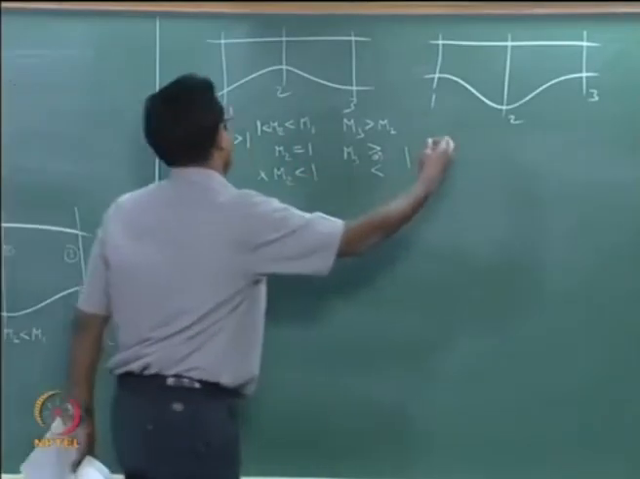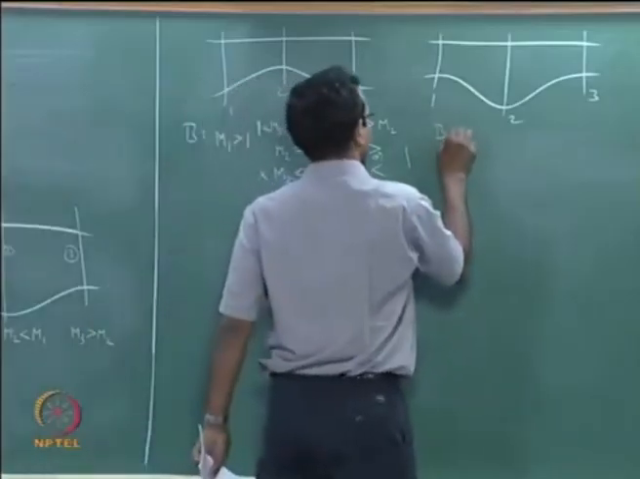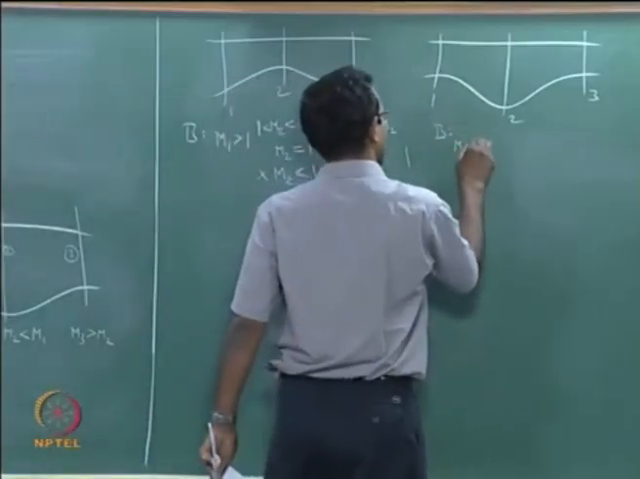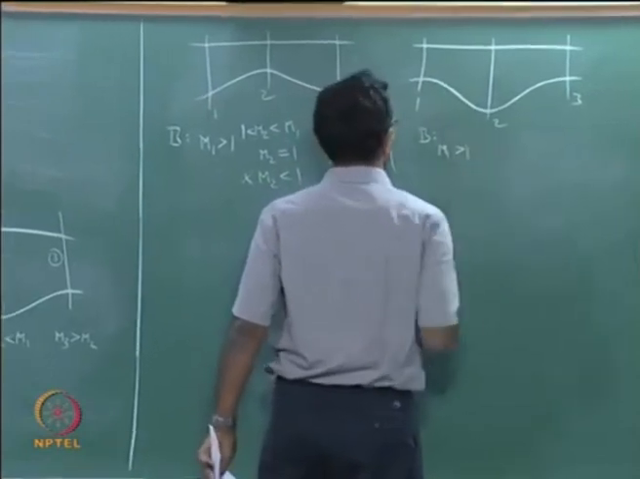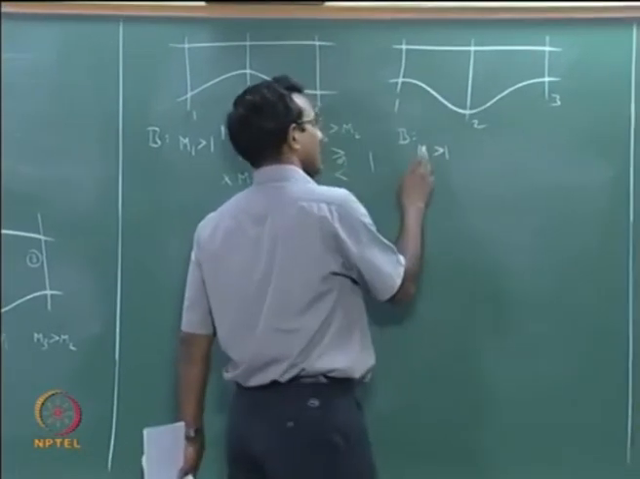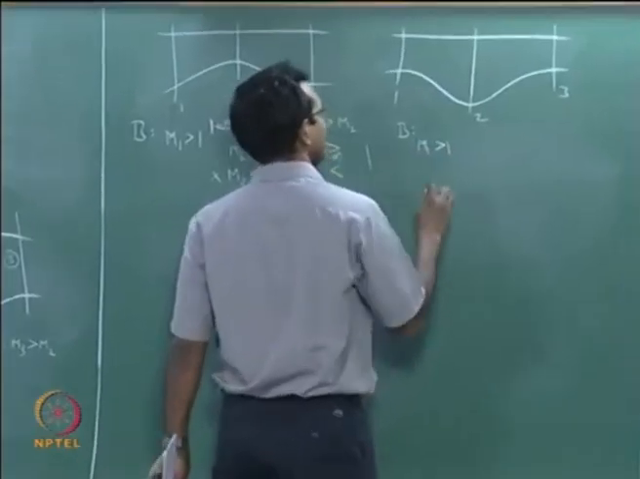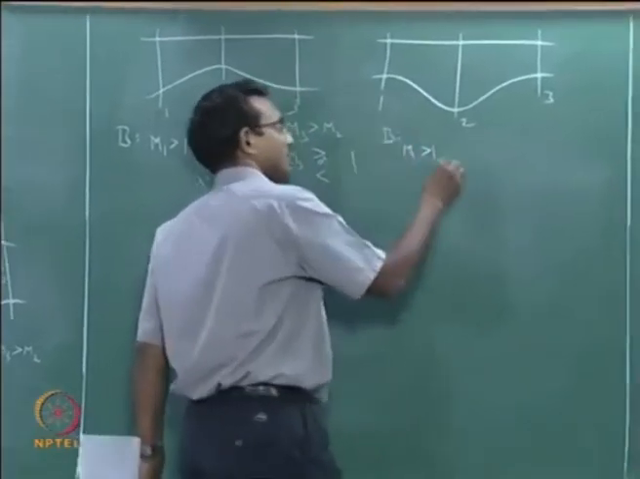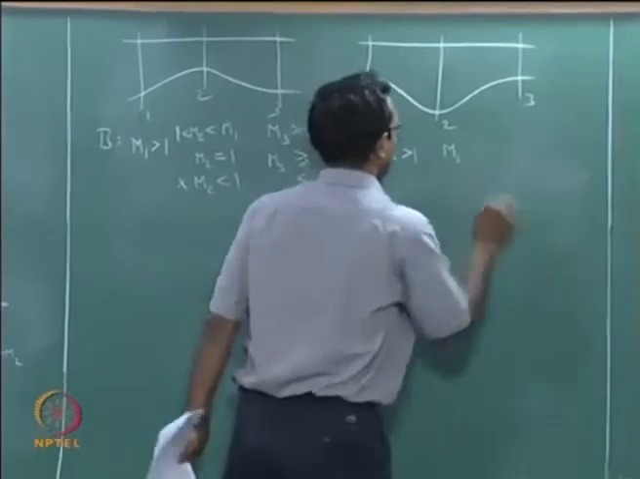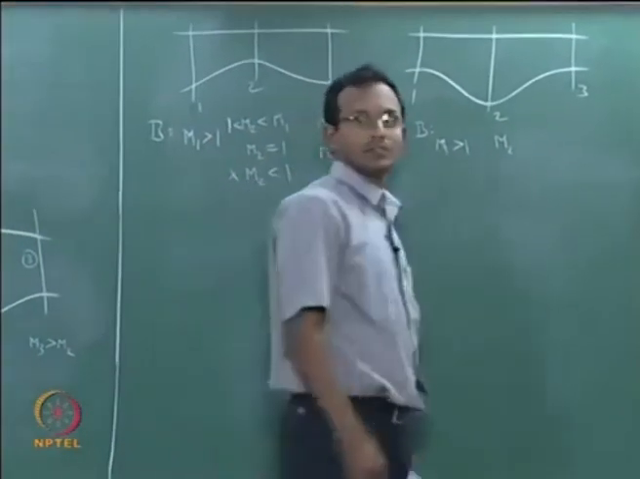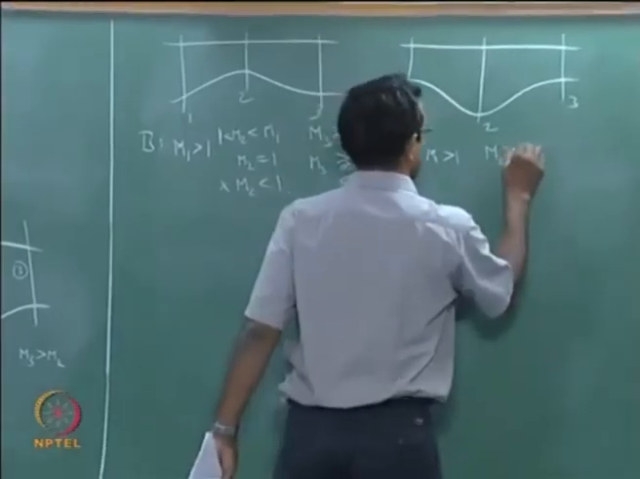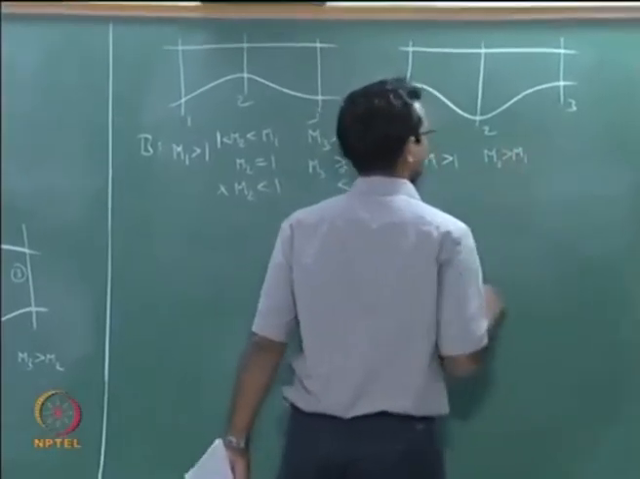What about the other system? If I have case B here, M1 we said greater than 1, I am going to pick. I am picking M1 greater than 1. What happens to M2? Supersonic flow diverging is going to increase, M2 greater than M1.